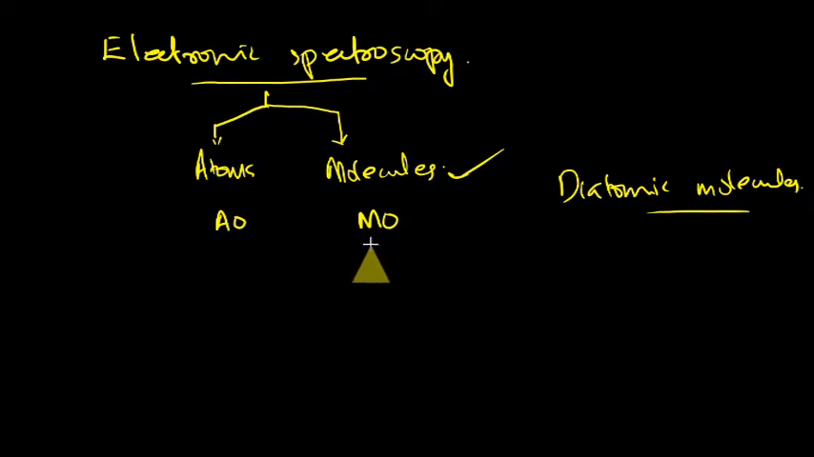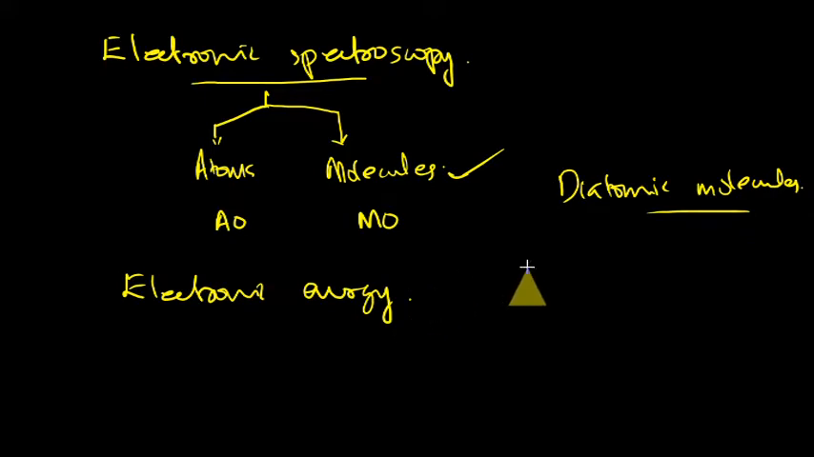And I already said that the electronic spectrum of molecules originates because of the transitions of the electrons from one molecular orbital to a higher molecular orbital. So it means that if you are considering a molecule, that molecule will have electronic energy, and the electronic energy is nothing but the energy of the electrons occupying different energy levels.